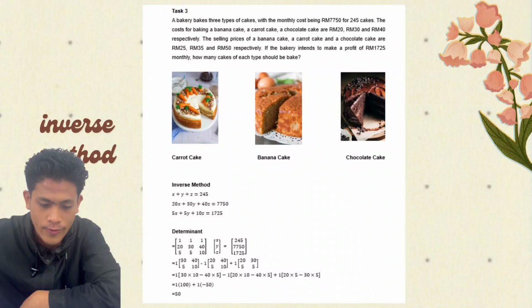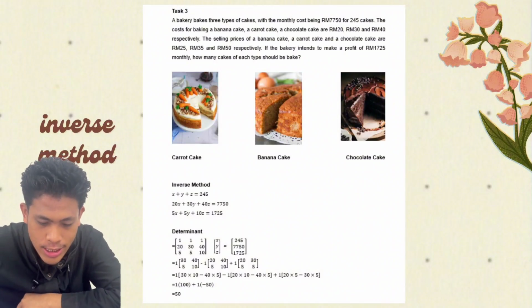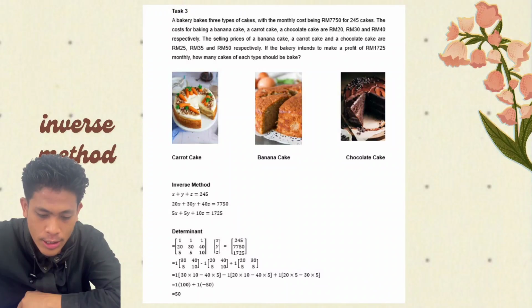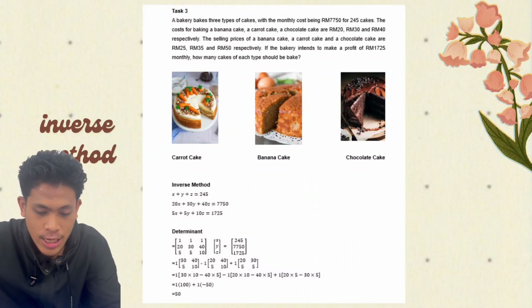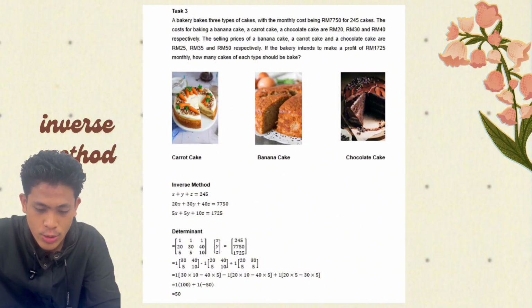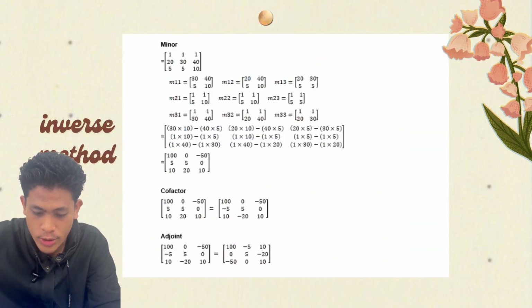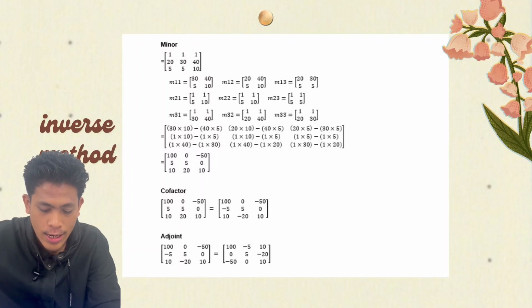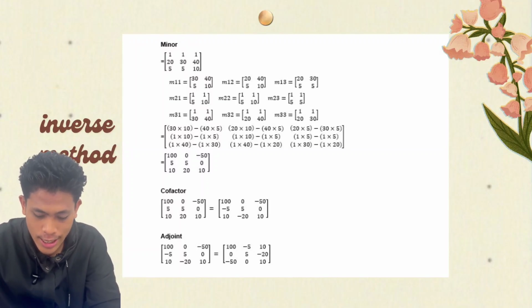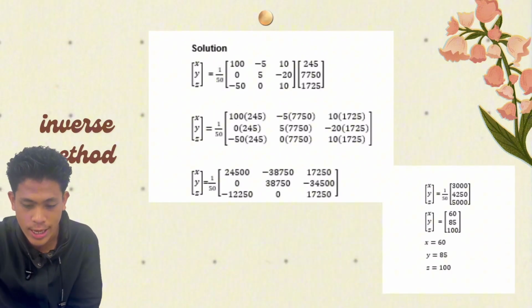Alright, firstly I use the inverse method, and then I simplify: x plus y plus z equals 245, 20x plus 30y plus 40z equals 7,750, and then equation 3, 5x plus 5y plus 10z equals 1,725. Firstly, we use the determinant, and after that we use minor and cofactor, adjoint, and then the last thing we use the solution to get the answer.